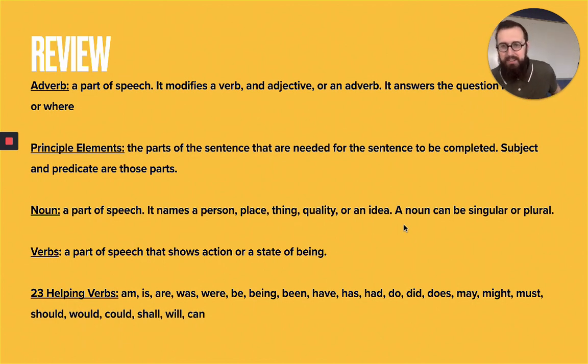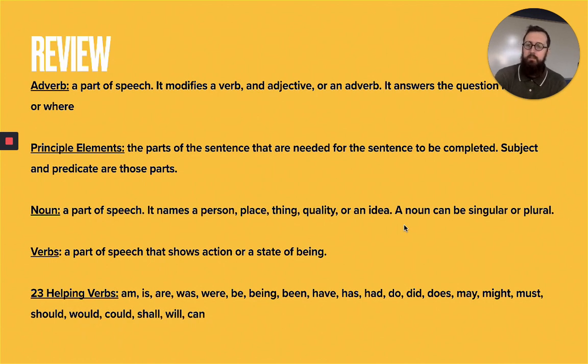All right, so as stated in the song, an adverb is a part of speech. It modifies a verb, an adjective, or an adverb, and it answers the question how, when, or where. The principal elements are the parts of a sentence that are needed to make the sentence complete. Those parts are the subject and the predicate. A noun is a part of speech. It names a person, place, thing, quality, or an idea. A noun can be singular or plural.